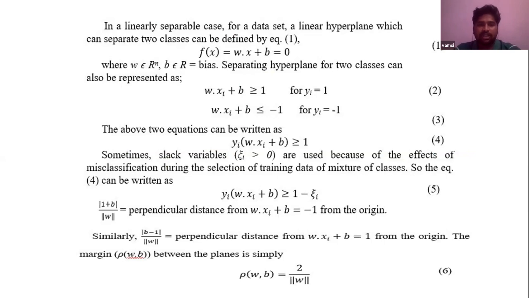And we have implemented the slack variable, which is greater than or equal to 0, that is zeta i. The above equations can be written as yi(w·xi + b) greater than or equal to 1 minus zeta i. And from that, we will calculate the margin value. The margin value for the hyperplane is 2 by mod of w. The main aim of the SVM is to maximize this margin considering the cost function.